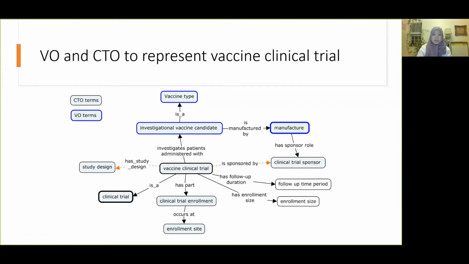When we have vaccine information, we can easily link it to clinical trial data using CTO. This figure shows that a vaccine clinical trial investigates a vaccine that is represented in VO. A vaccine has a manufacturer. When the manufacturer takes the sponsor role, it becomes a sponsor of a clinical trial. The clinical trial also has study design, has the enrollment process. The enrollment occurs at clinical sites. Besides that, the clinical trial has follow-up duration as well as enrollment size.